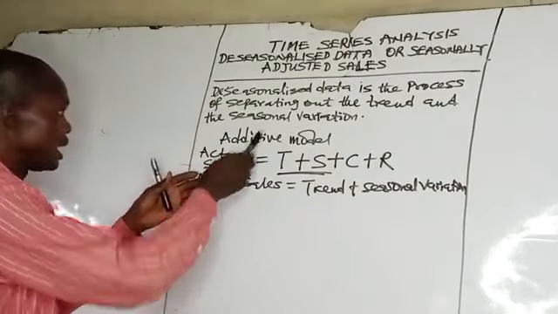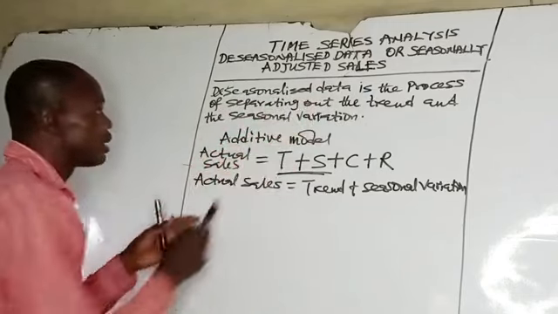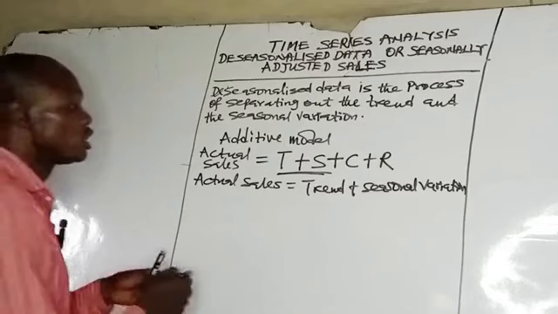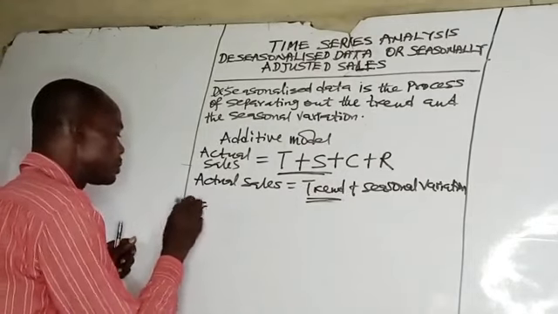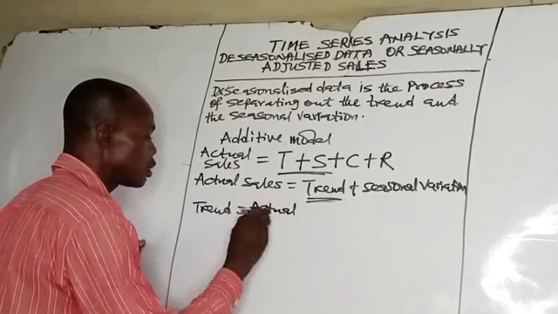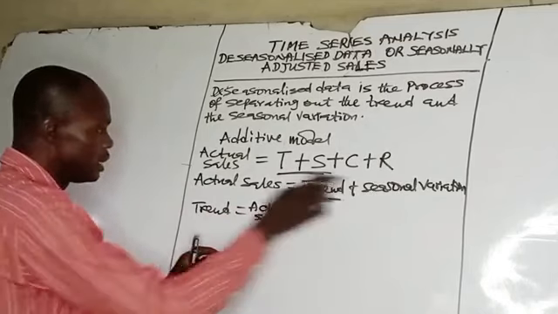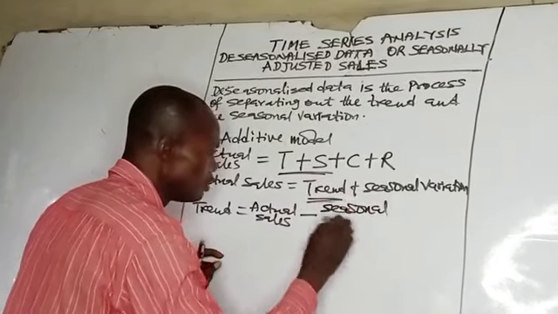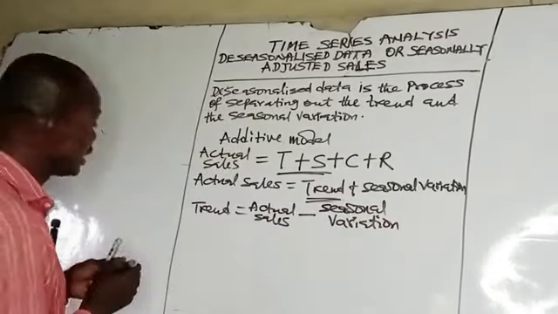So, if you are to calculate the deseasonalized sales or deseasonalized data, or to calculate the seasonally adjusted sales, what you need to calculate is the trend. Just make your trend the subject of the formula. So you have the trend equals actual sales or actual time series data minus seasonal variation. So this will be the model if you are using the additive model.